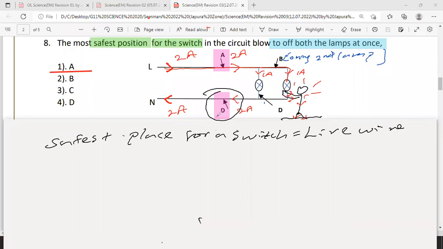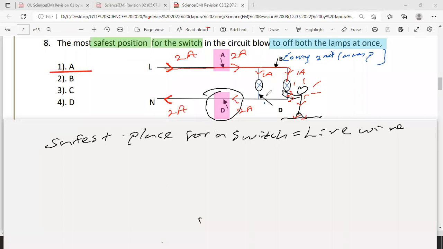The bulb is off from the other side. The circuit is not completed, therefore the bulb is off. But you are going to complete the circuit. You touch the live wire and you are standing on the ground, then you get electrocuted. That is the risk of having the switch in the neutral wire.